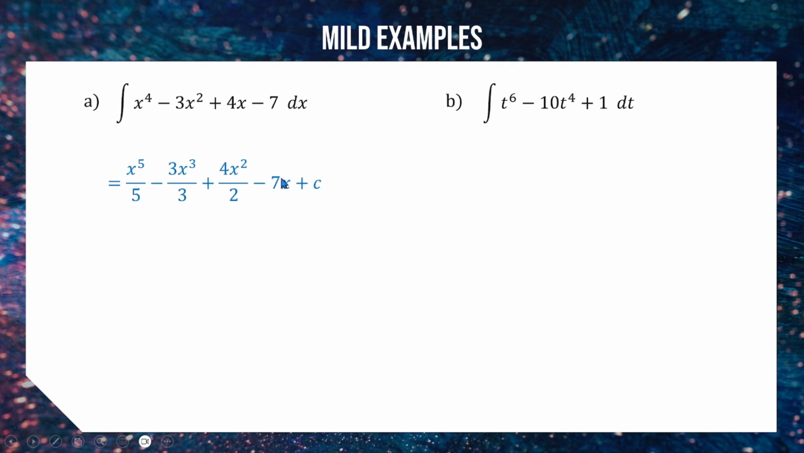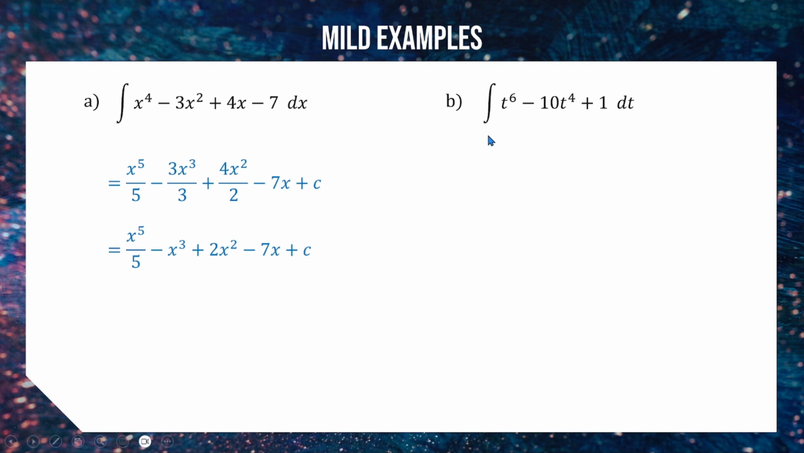Okay, that's the integration done. Now we can just simplify the 3 over 3 into a 1 and the 4 over 2 into a 2, and so we get our nice simplified answer here. At the front, you can write x to the 5 over 5, or if you prefer, you can write 1/5 of x to the 5. It means the exact same thing. It's up to personal preference what you prefer to look at.